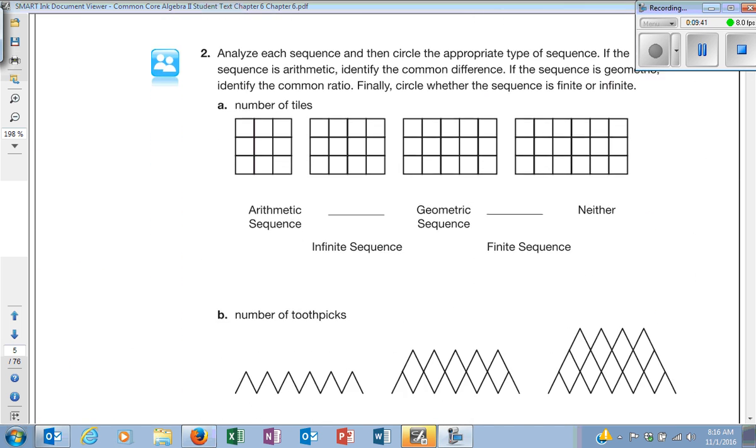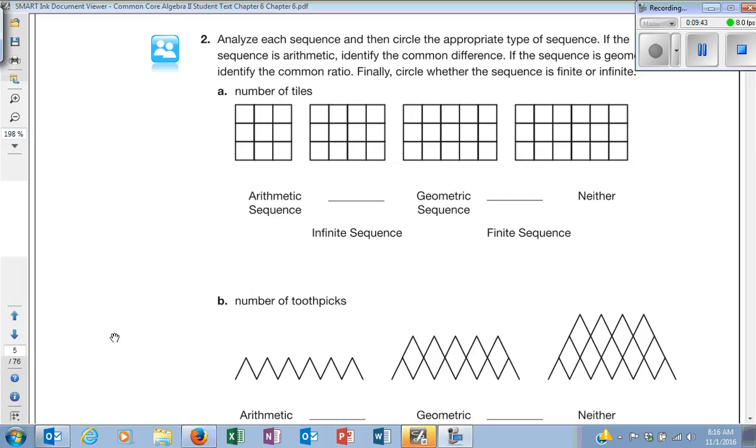All right. So analyze these guys. The number of tiles. You see that this is 3 blocks, right? It's a 3 by 3, which is 9 blocks, right? 9 cubes. And this is a 3 by 4, which is 12. So how much did they add here? 3. Right?